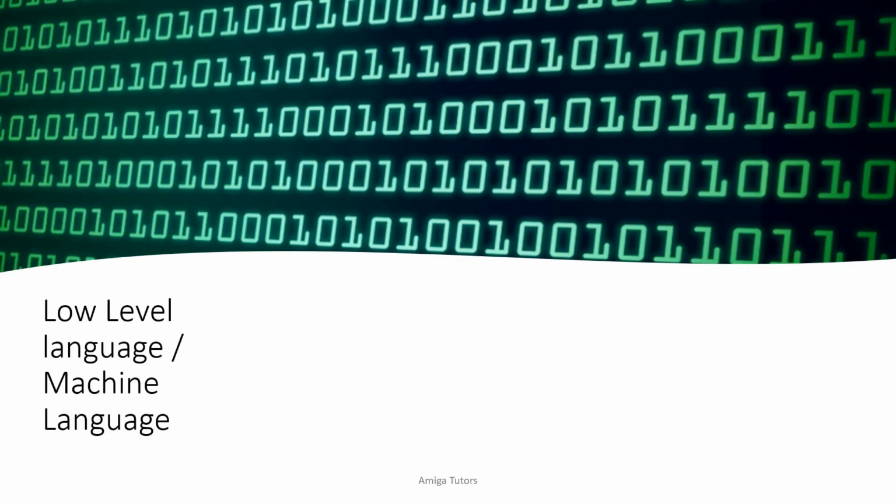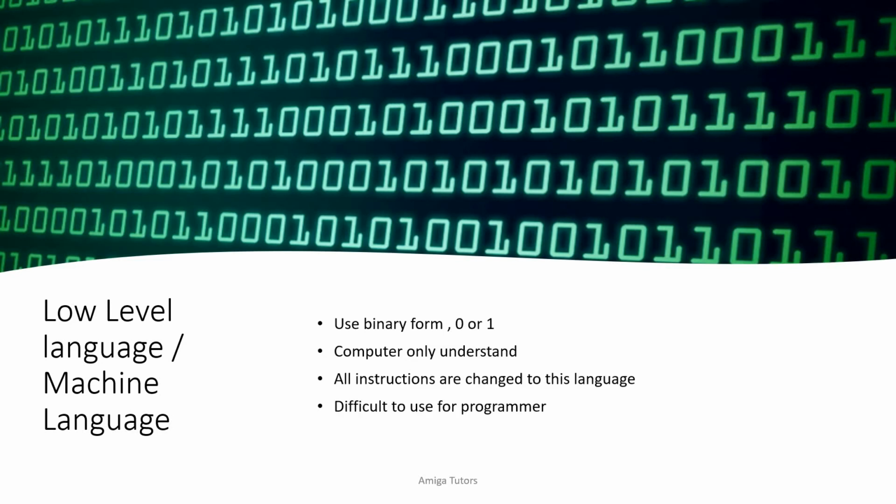The first type of computer language is low level or machine language, which uses only 0 and 1. But the thing is, we are human beings. We know 0 and 1, but if lots of 0s and 1s are present in front of us, then we can't understand what the actual message is. Only the computer can understand this. The computer knows what the 0 and 1 stand for.